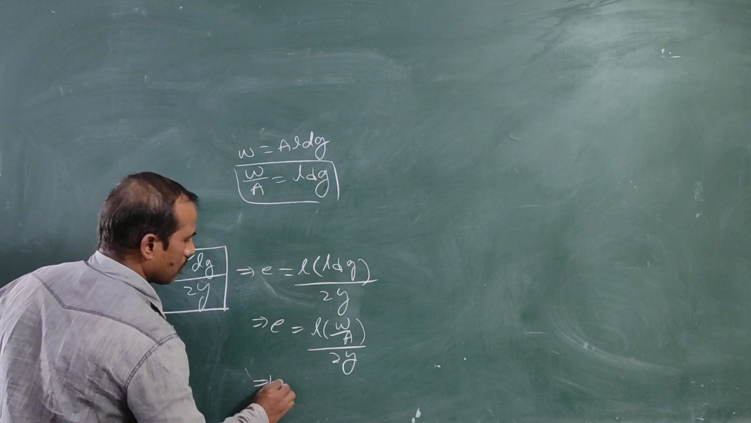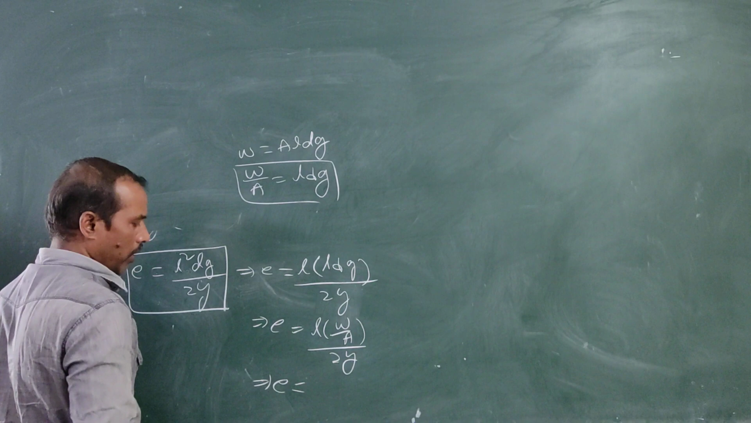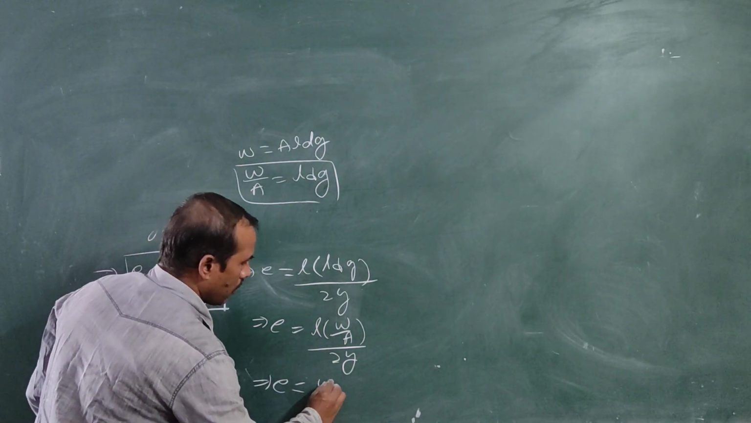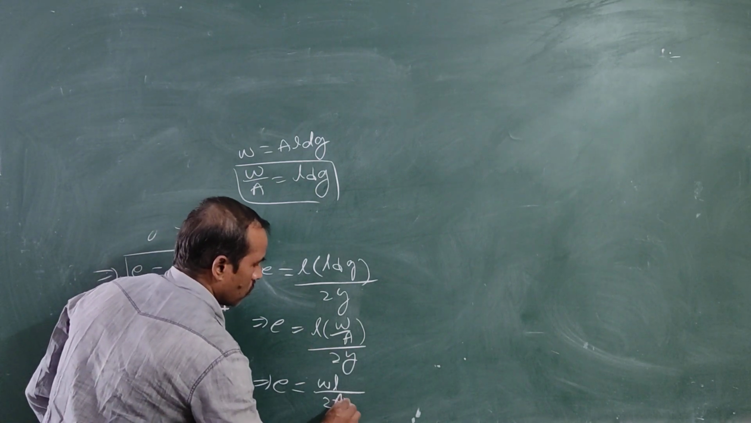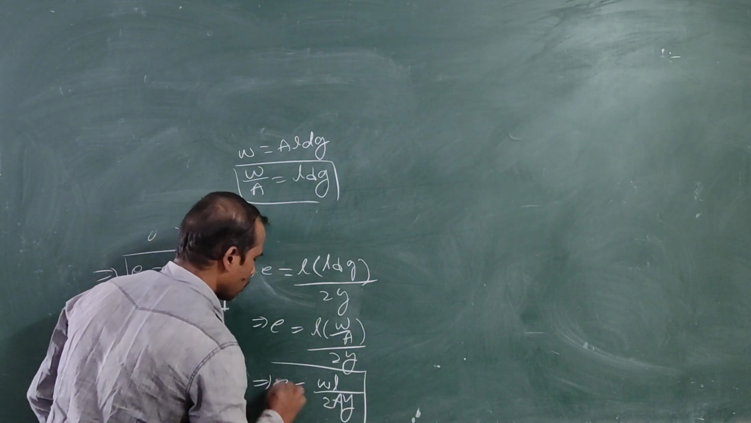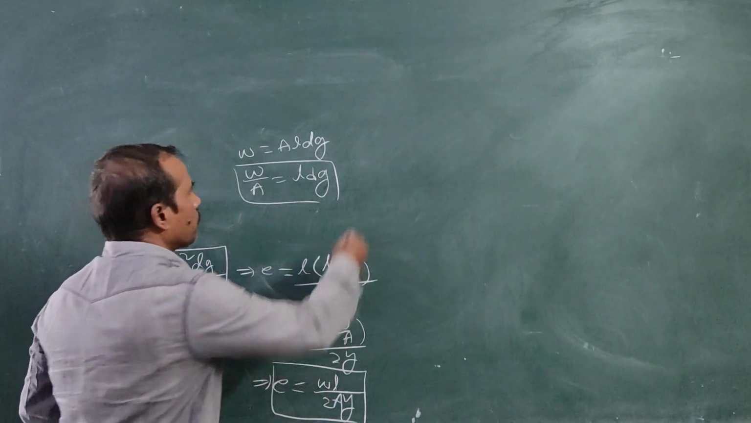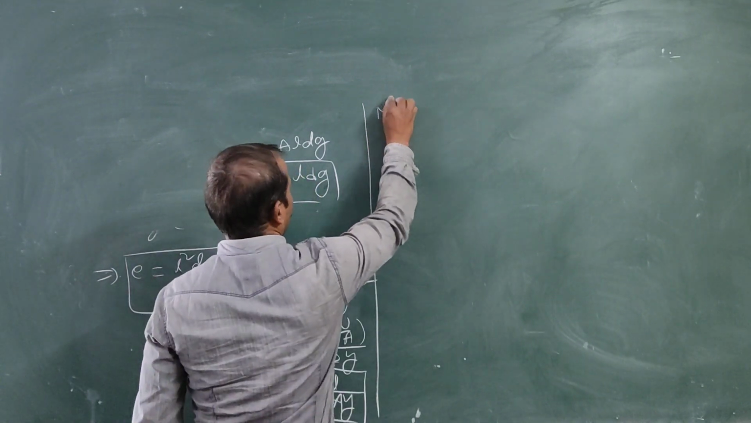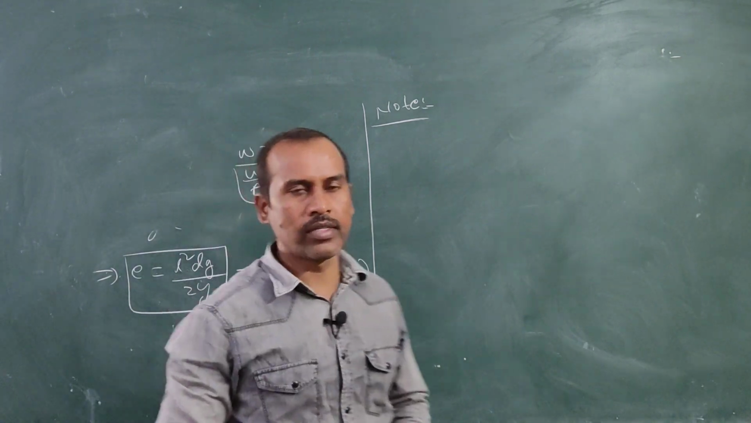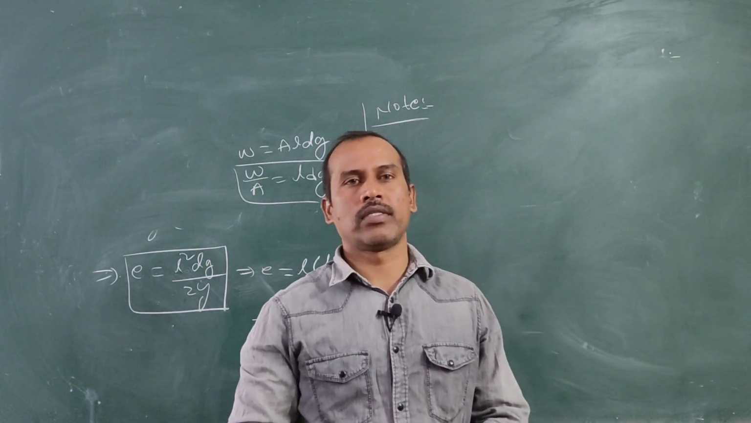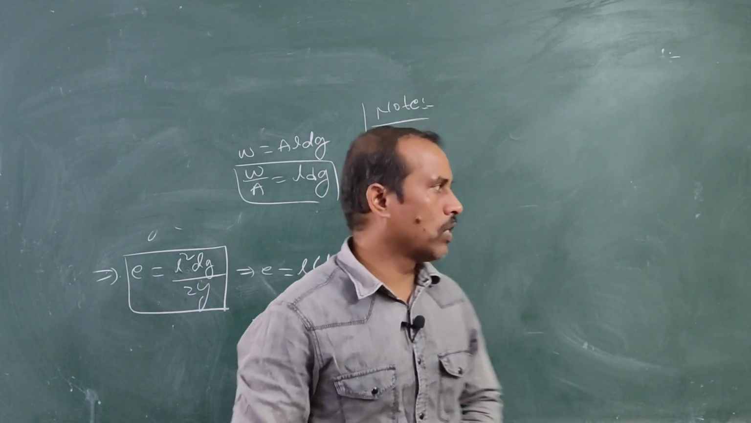So the elongation in the wire due to its own weight, in terms of weight, is equal to WL by 2AY. This is in terms of the weight of the wire. Now note this one. For example, the total weight: consider the weight at the center of mass, and the effective length is L by 2.